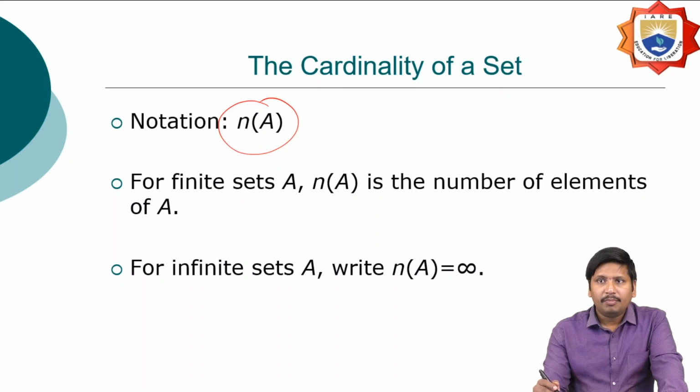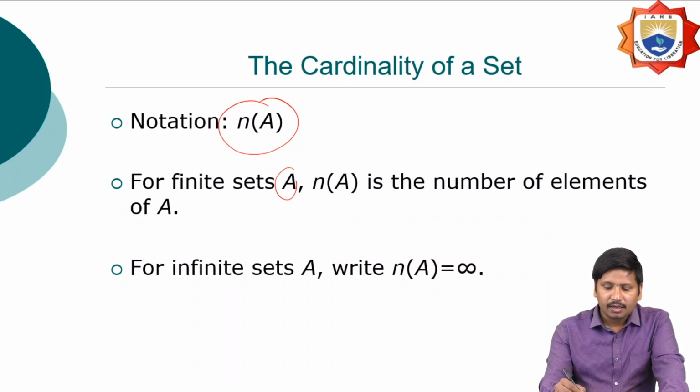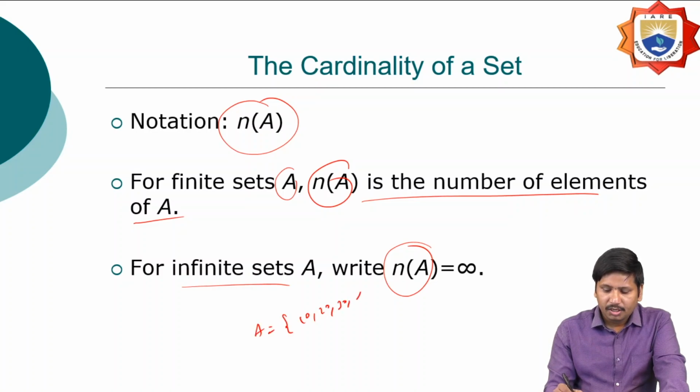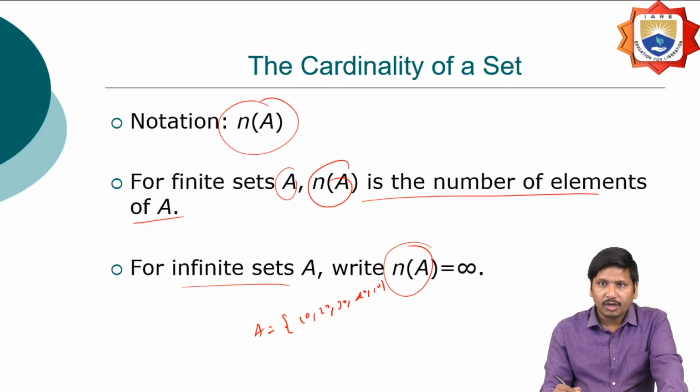So that means the number of elements present in the set will be treated as the cardinality of the set. For the set A, n(A) is the number of elements of set A. Similarly, for infinite sets, the number of elements of set A is denoted as infinite. Suppose I have 10, 20, 30, 40, 50 as set A. So n(A) is denoted as 5.